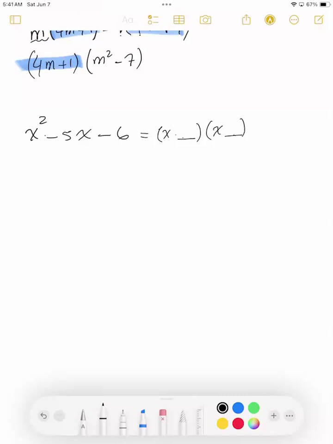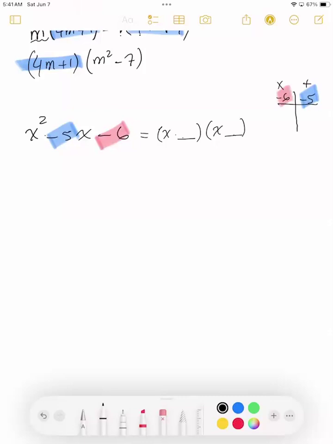The way you can do this, you say, what 2 numbers do I multiply to give me negative 6? So I'm going to open up a T chart here. I want to multiply 2 numbers to give me this negative 6, and when I add them, I want to get negative 5. Negative 5 comes from here, and negative 6 comes from here. So that's how you go about these problems.